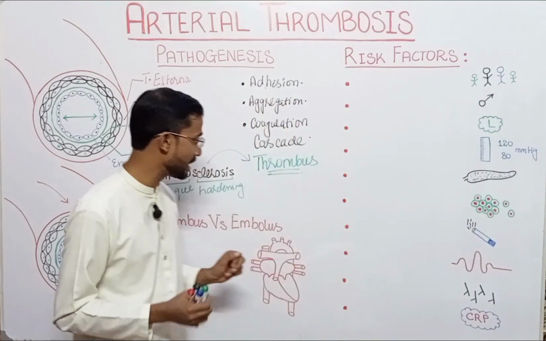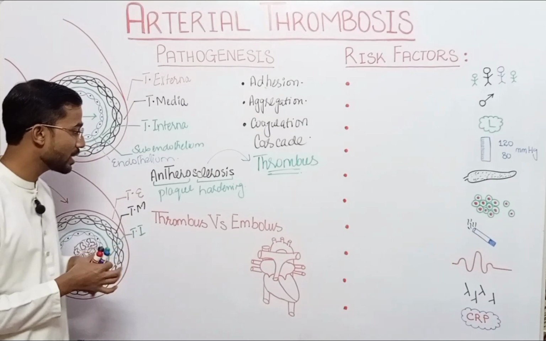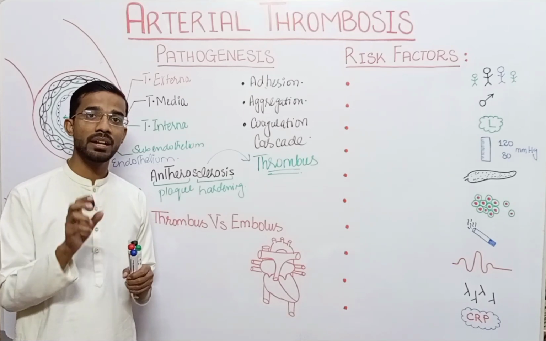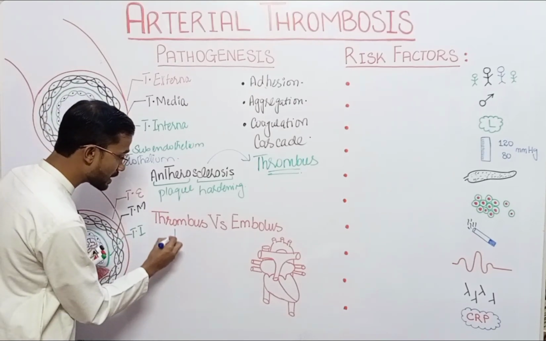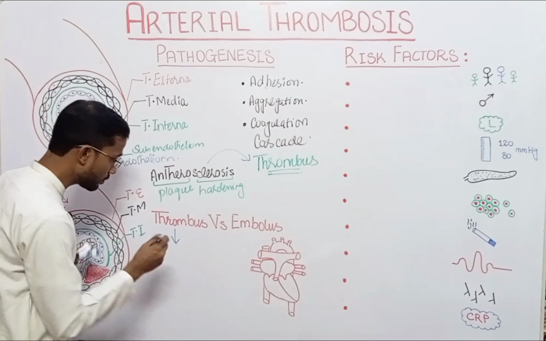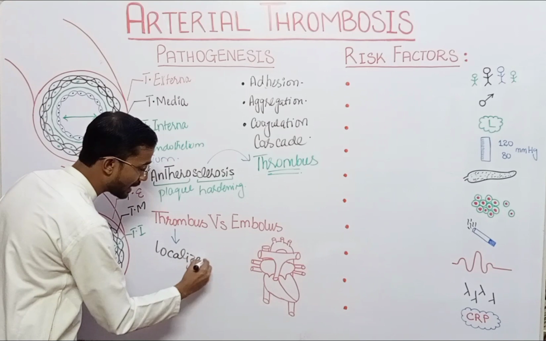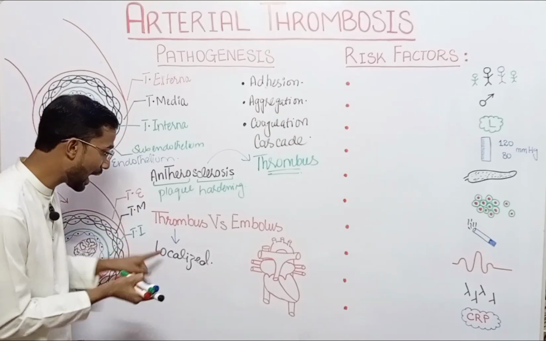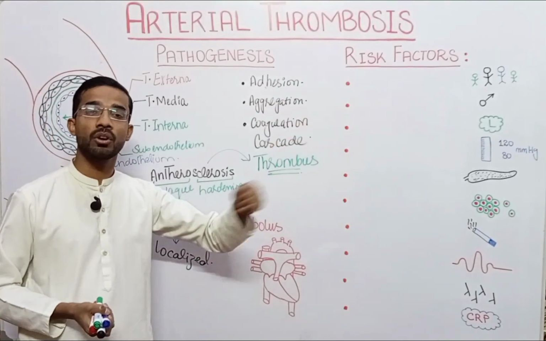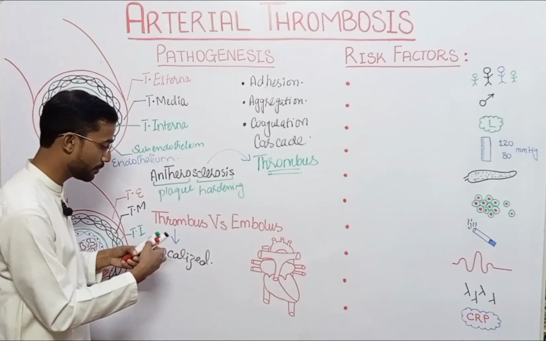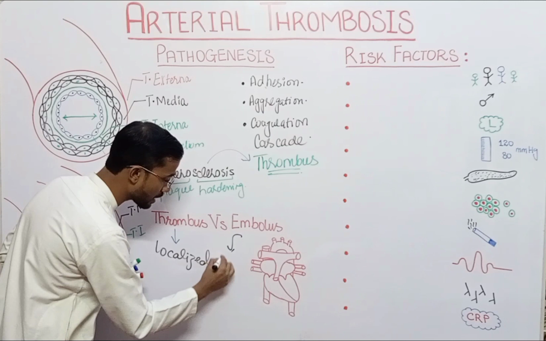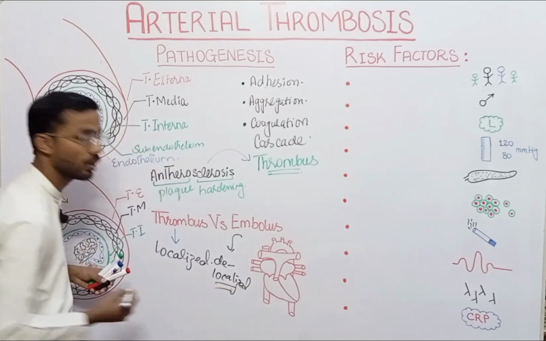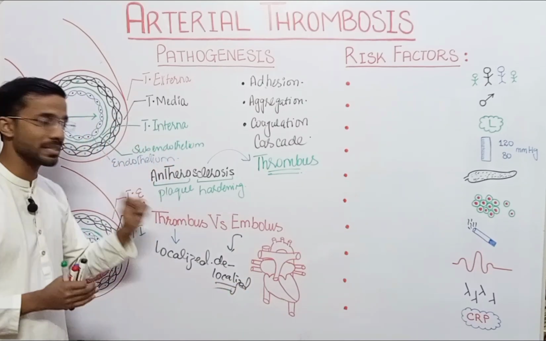So next we will discuss the basic difference between the thrombus and the embolus. Thrombus is basically the formation of a clot at a specific location, at a localized position. So thrombus is basically localized. But the embolus is delocalized. When this localized thrombus moves to a distant part or some other organ, then we call it an embolus. Embolus is basically the delocalized form of the clot. So this is the basic difference between thrombus and embolus.